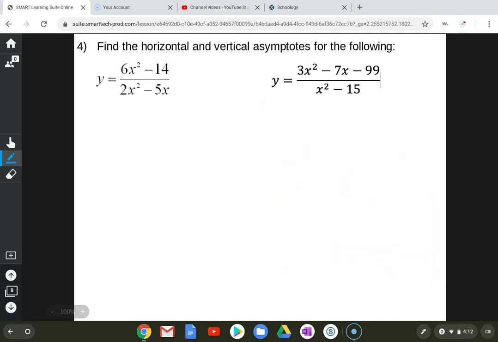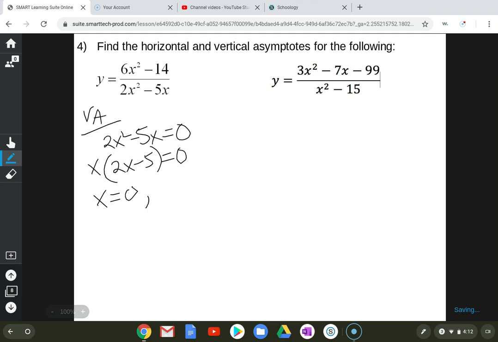All right, let's just find some horizontal and vertical asymptotes just for fun. So for our vertical asymptotes, set the bottom equal to 0. So I'm going to factor out an x. Factoring is our friend, and we get x equals 0. If 2x minus 5 equals 0 and you solve for x, you get x equals 5 halves. Our end behavior or horizontal asymptote for this guy, same degree top and bottom, you just divide the leading coefficients. So it's 6/2 or 3.